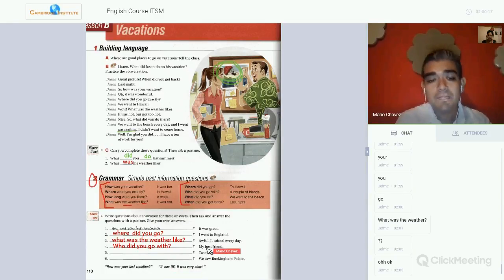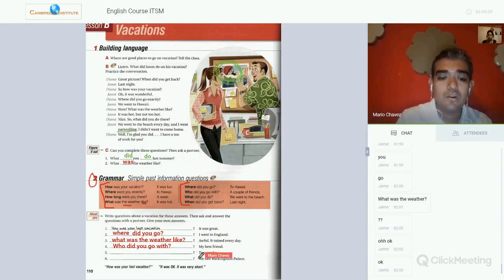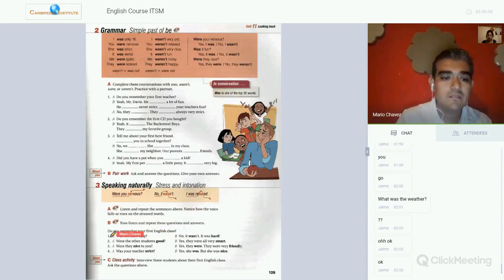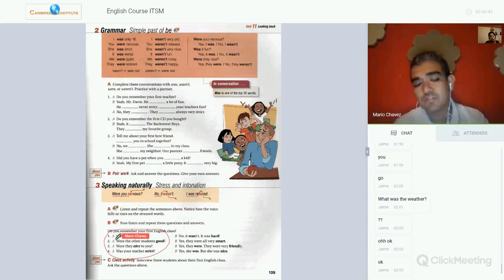Very good. Jaime, the two last questions, las dos últimas también quedan de tarea. So you have two homeworks, Jaime. These two questions are for homework, and you also have these other questions right here for homework. So these two and these four. Okay. So you got those six questions for homework.